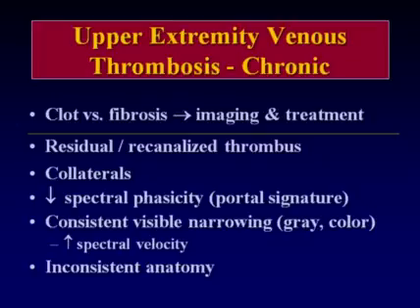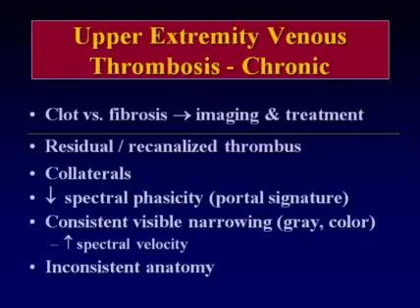Look for collaterals. Remember, there's a very rich collateral bed around the upper extremity and shoulder, and so collaterals will begin to open up very, very quickly around any deep venous thrombosis. Just as we had mentioned earlier, we look for a decrease in the normal spectral phasicity, as some people call it, this portal signature, where you actually have a lack of phasicity due to the absence really of direct contact between the flow in the upper extremity veins and the normal pulsatility of the right atrium.